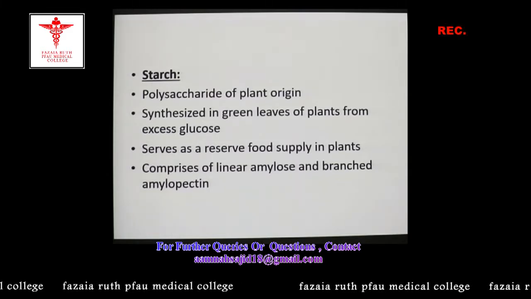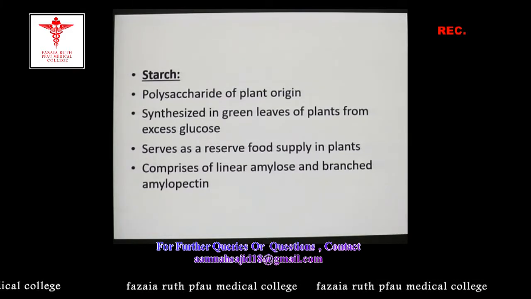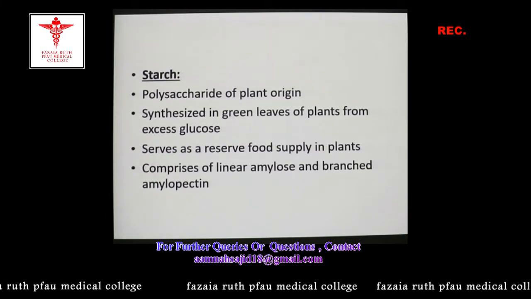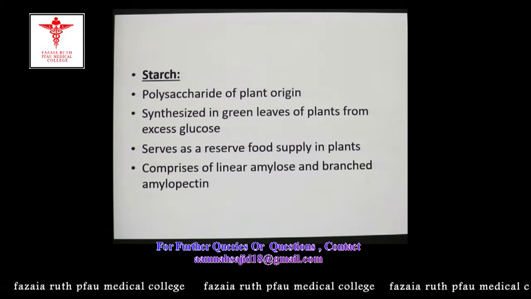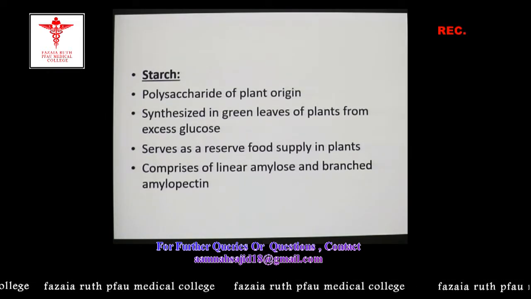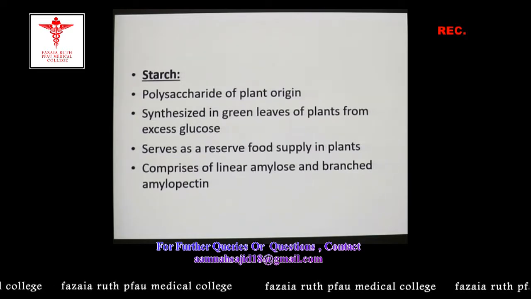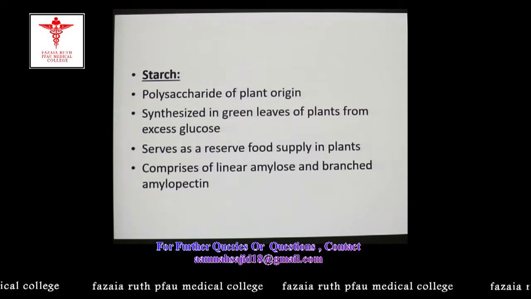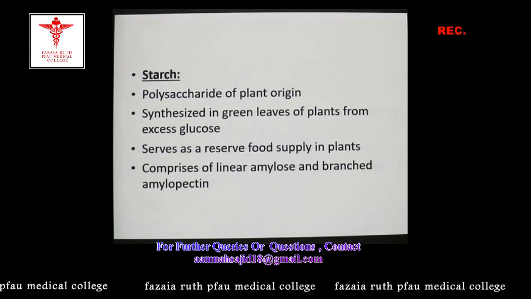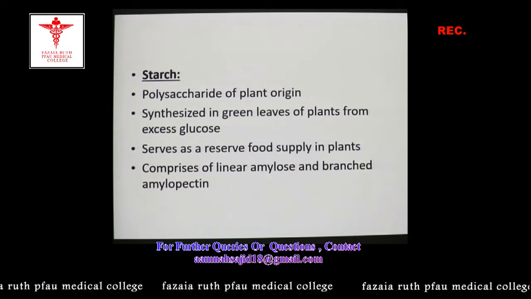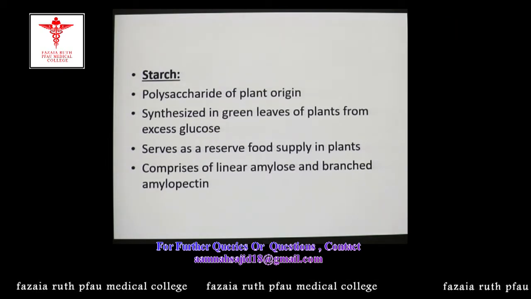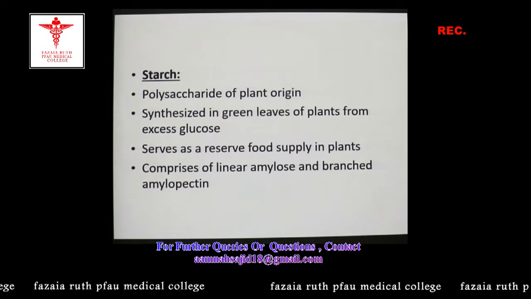Now starch, unlike glycogen, is a polysaccharide of plant origin. It is synthesized in the green leaves of plants from excess glucose and serves as a reserve food supply in plants. It is not only stored in green parts of the plants, but it is also stored in tuberous parts of the plants, such as in potatoes, and in seeds of different plants such as corn, wheat, and rice. So in everyday life, we are consuming starch in a variety of foods such as potatoes, wheat, rice, corn, etc.